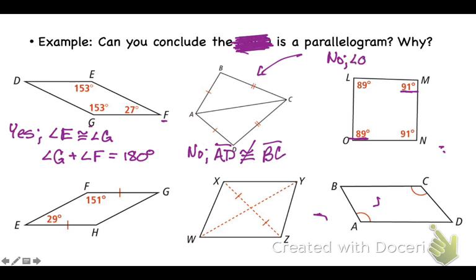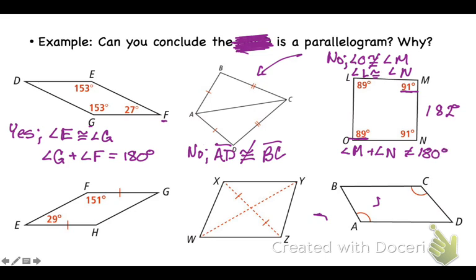So O is not congruent to M, and L is not congruent to N. But what's wrong with M plus N? It doesn't equal 180. Angle M plus angle N is actually 182, right? So it is not equal to what? 180.